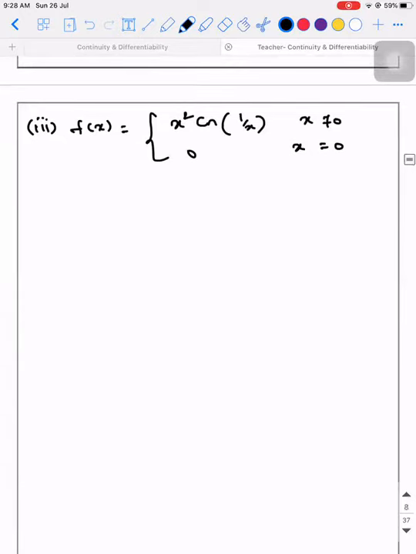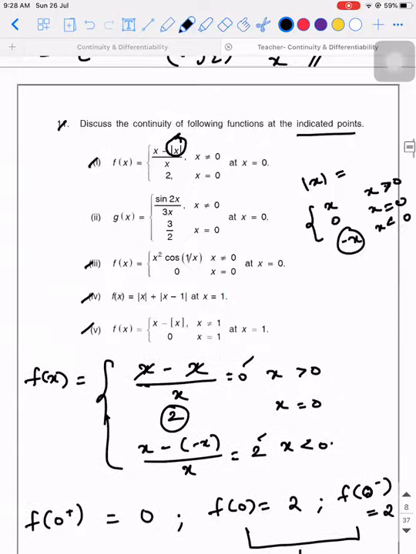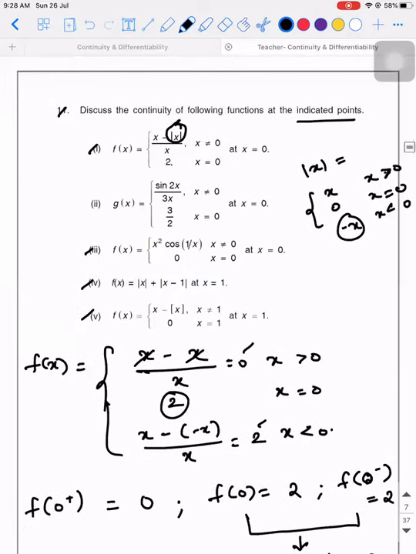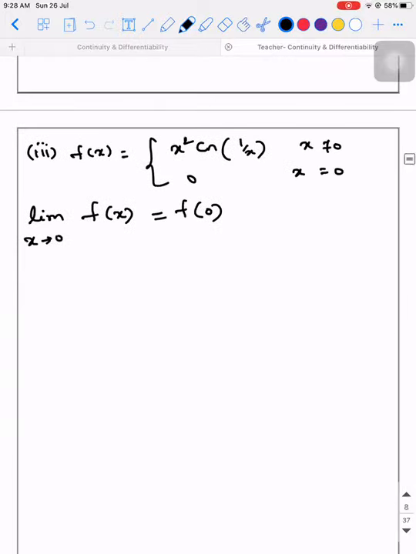For checking the continuity, what we can do is limit x tends to 0 of f of x should be equal to f of 0. I'm applying the basic definition. You need to know when to use the left limit, right limit. We prefer them when you have a modulus function or a greatest integer function. These kinds of functions require you to split the function at the point. Whereas here, you have an algebraic and trigonometric function, so you can go with this definition.